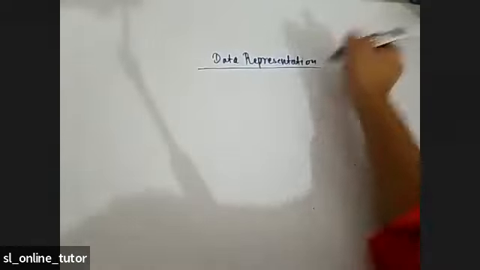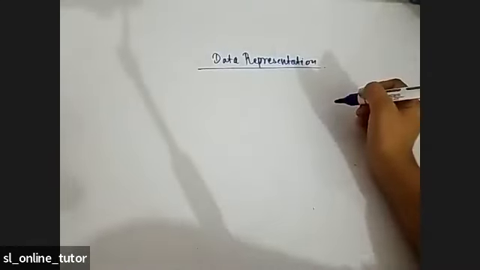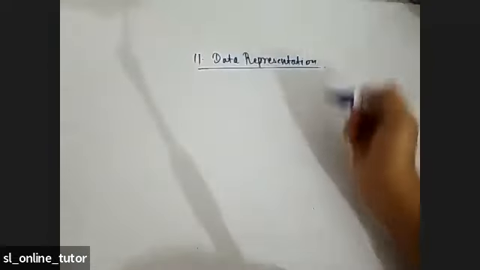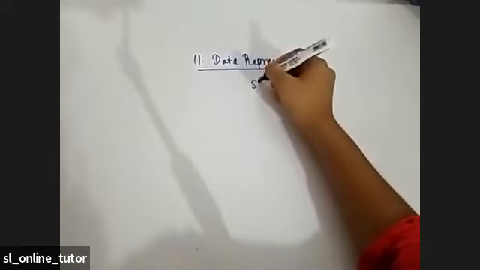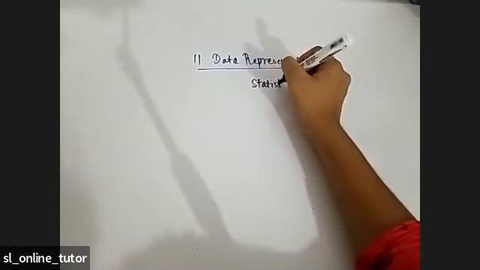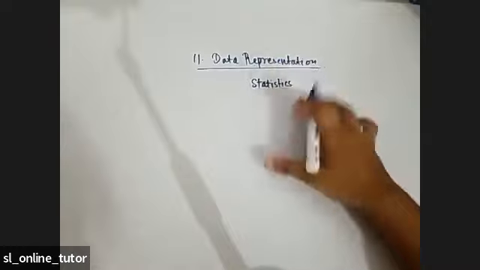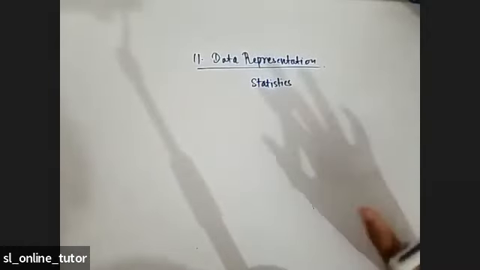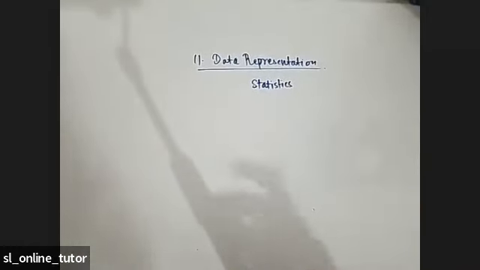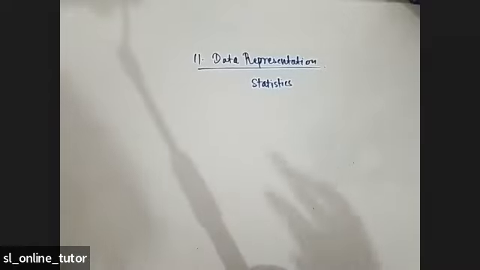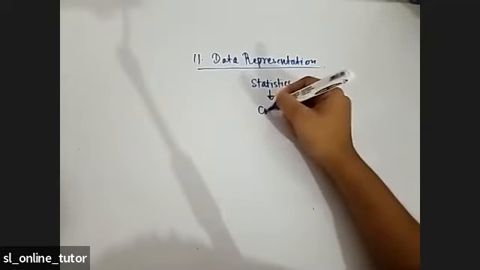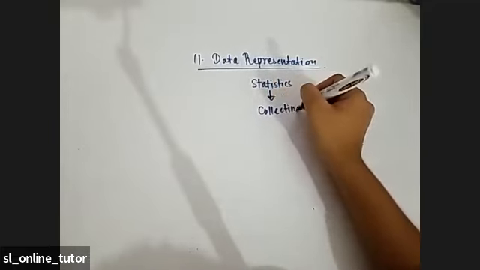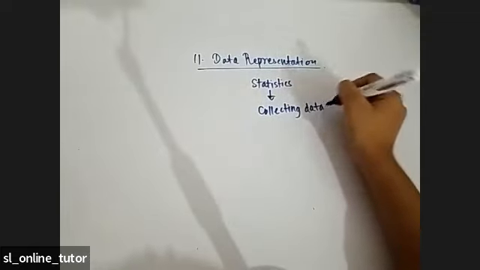Data representation. This is lesson number 11. This is actually coming under the topic of statistics, right? Because in math you have statistics, geometry, like that, you have categorizations. So this is coming under statistics. Statistics means you are collecting the data, organizing it, analyzing it, then coming to a conclusion. So if I want to tell you clearly, statistics is collecting data. Those things come under the topic of statistics.